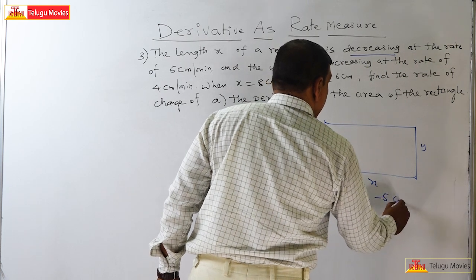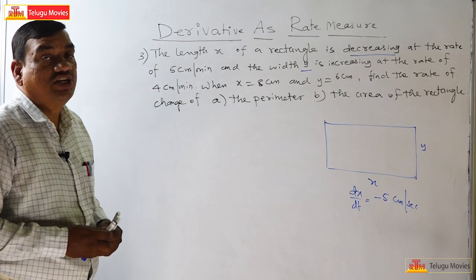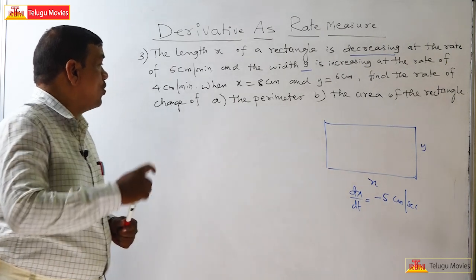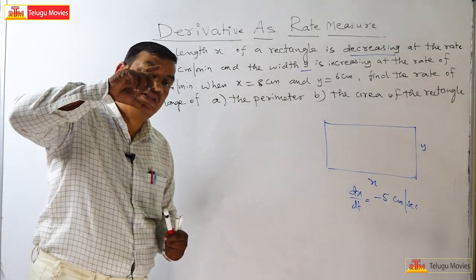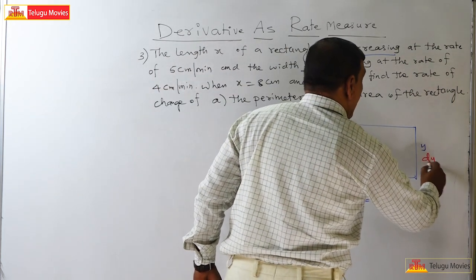5 centimeters per minute. Why are we writing minus 5? Because it is decreasing. And y is increasing at the rate of 4 centimeters per minute. So the width y is increasing 4 centimeters per minute. That means what?